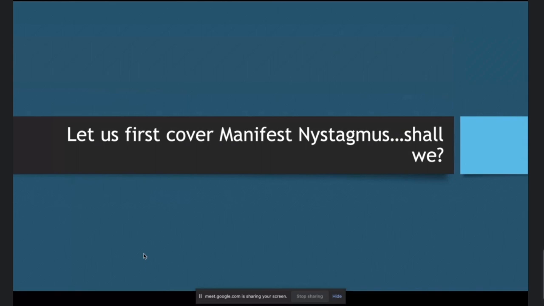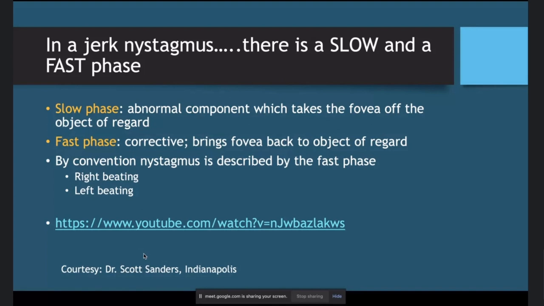Are you all with me till now? Any questions from anyone as far as terminology? If not, then we'll move on. So let's talk about manifest nystagmus. And we talked about jerk, remember?